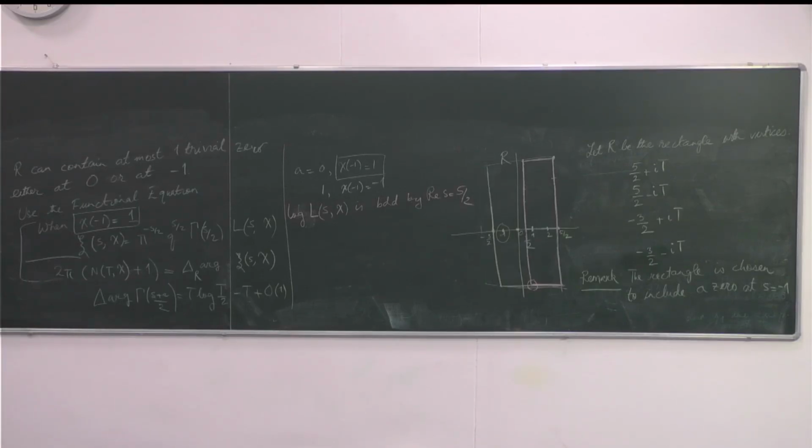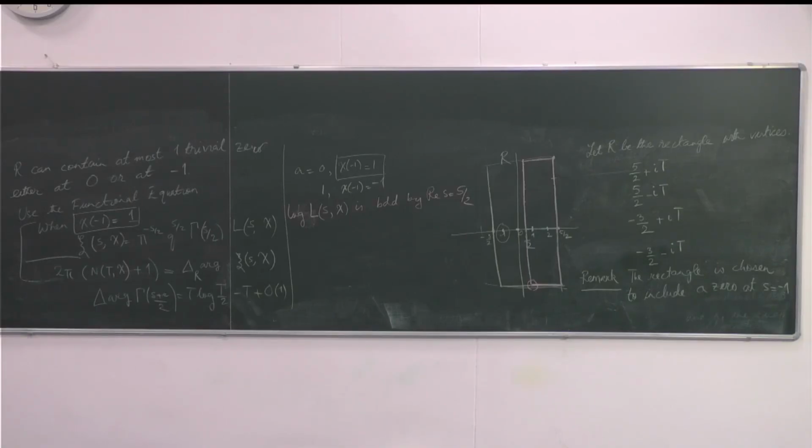Good. Will you be able to write this for zeta? For zeta, what will be the difference? If there's no chi in the story, I mean chi is 1, then what will be the difference? Everything's the same except that you can straight away begin with a smaller rectangle.